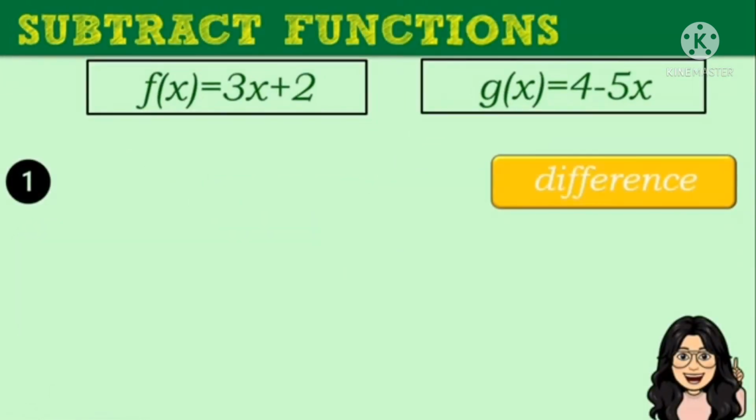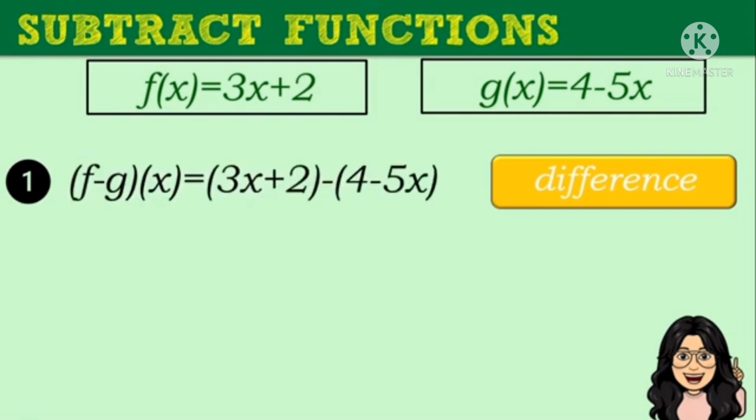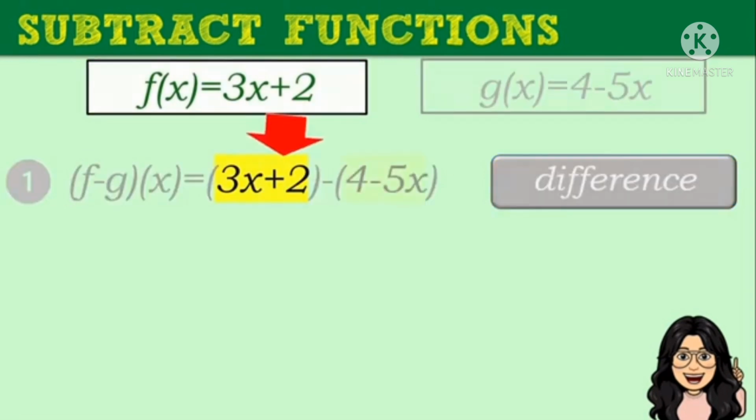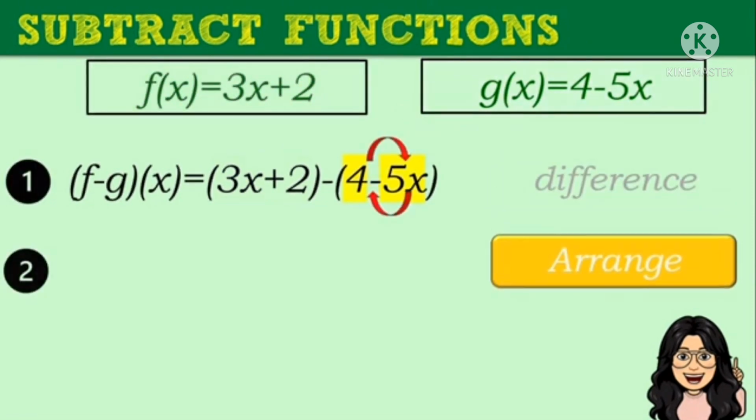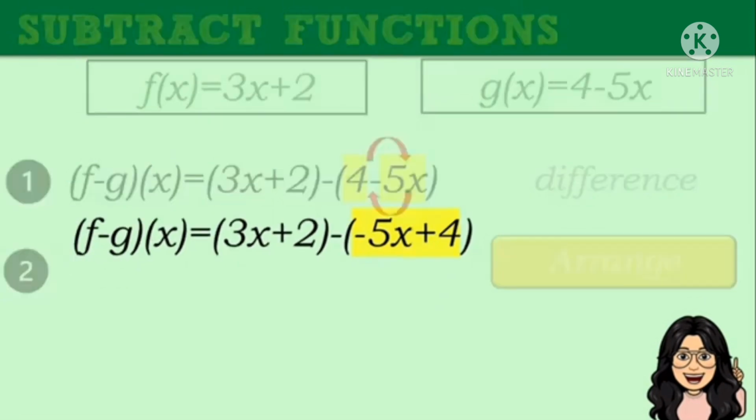1. Let's find the difference by writing it in this form. f minus g of x is equal to 3x plus 2 minus 4 minus 5x. Where did we get these expressions? This is your f of x, and this one is your g of x. Second step, we are going to arrange. Observe that here the binomial is not yet arranged in decreasing order of its degree. So we are going to arrange that. It will look like this.